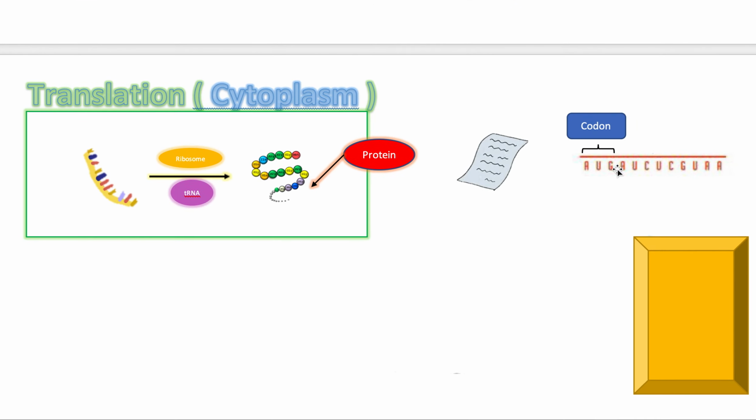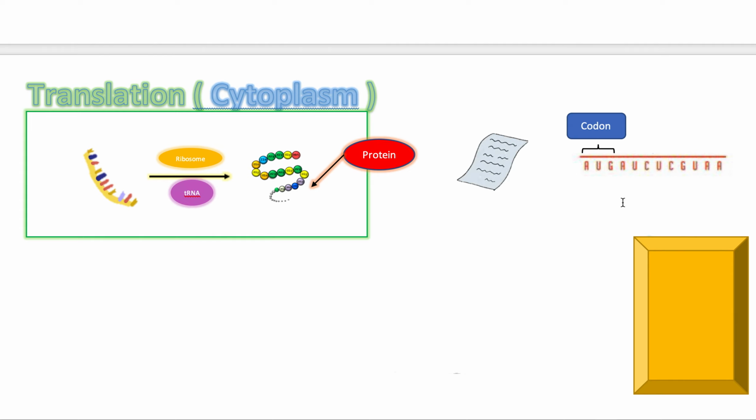So in translation, we know the whole purpose is to make a protein from the mRNA. The mRNA is a sequence, basically a small part of DNA. And we know it contains a bunch of letters. It's like a book. It contains letters that are going to code for something. It's going to code for a specific protein, right? Because we're trying to make a protein.